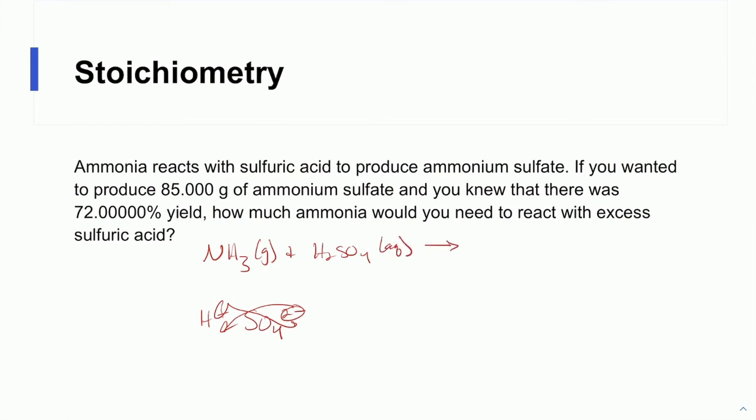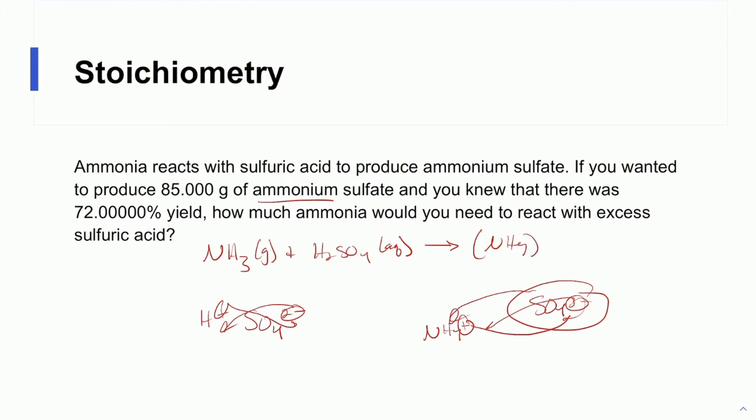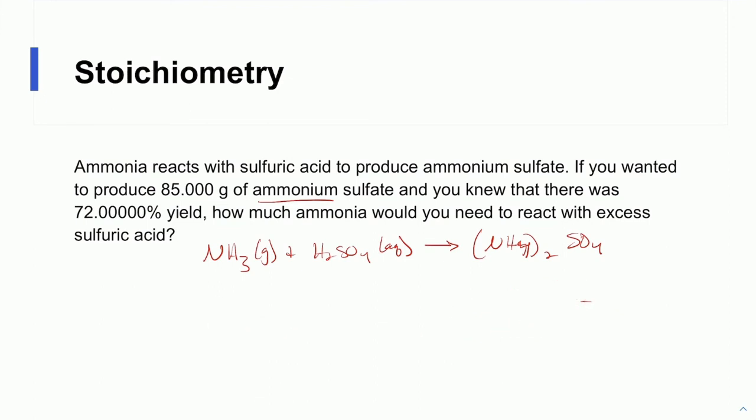Okay, and then I yield, what do I produce? I produce ammonium sulfate. Ammonium, if you remember, was one of the polyatomic ions you had to memorize, which is NH4+. And then sulfate was SO4 2-, right? So now I'm combining SO4 2- with NH4+. When I switch the superscripts here, I'm going to get NH4 in parentheses because there's two of them, and then SO4. And that would be my unbalanced chemical equation.